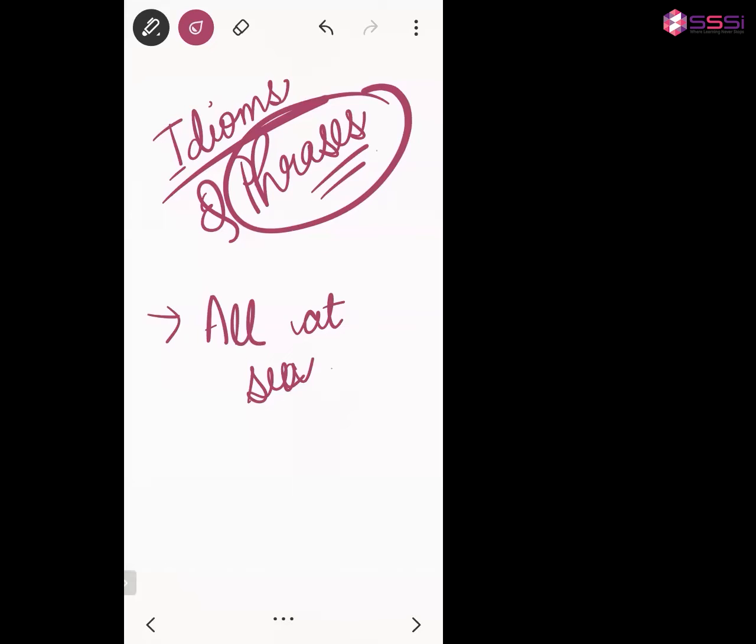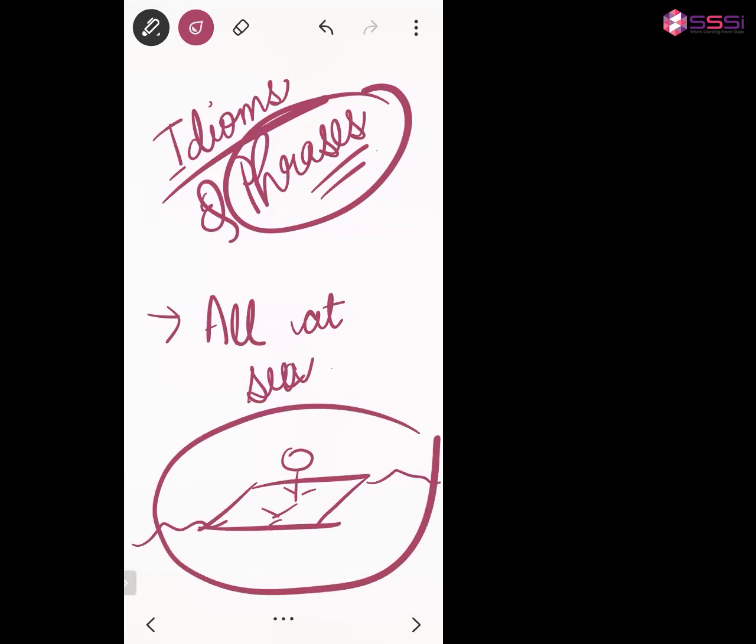Have you got my point? There is a wooden surface. You are sitting on that wooden surface. And this wooden surface is floating in the middle of the ocean or sea. How would you feel?